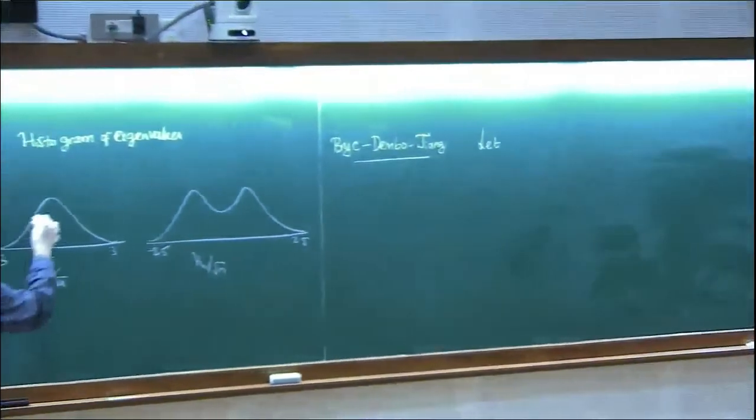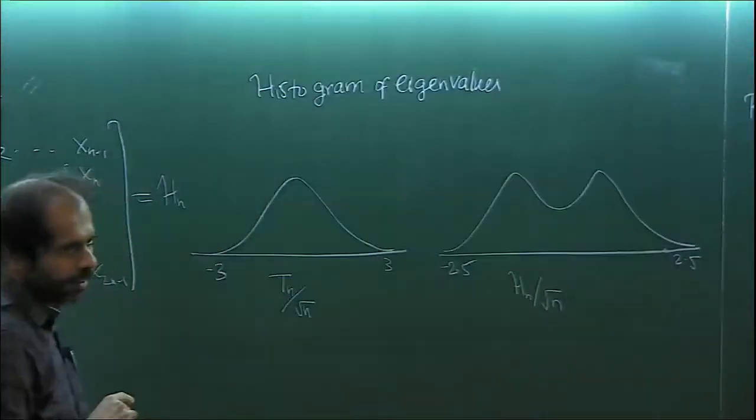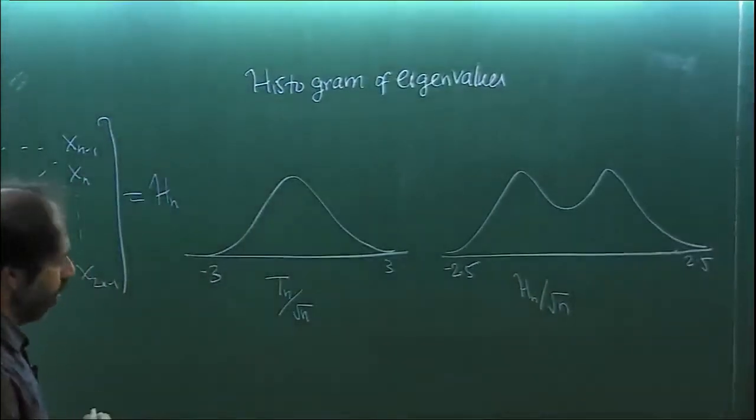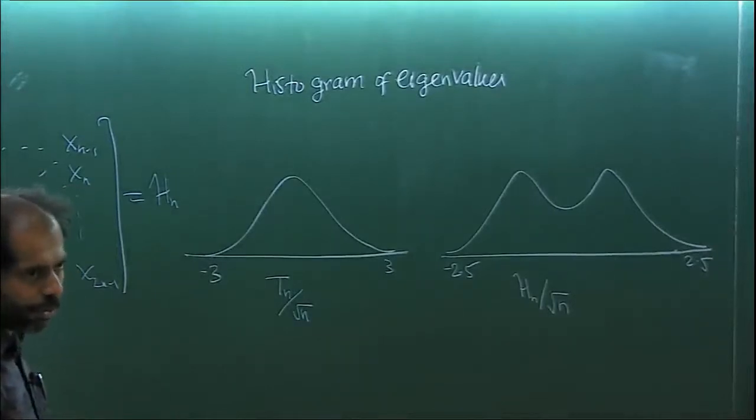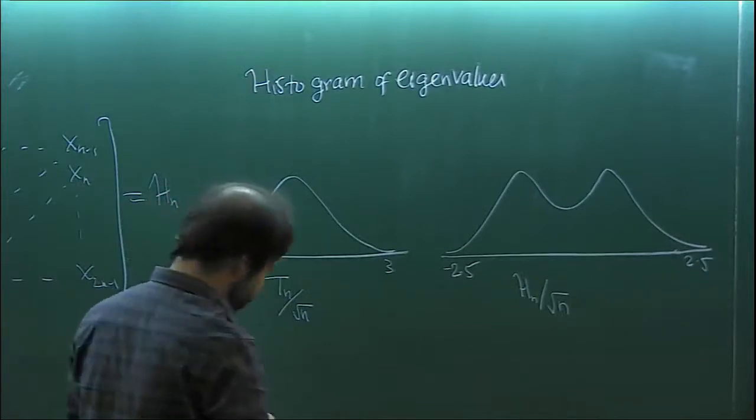These are the histograms of eigenvalues of this matrix and of that matrix. So this is bimodal and that's unimodal. That's what it looks like. It has not been proved so far. It is very clear in the pictures, but it is not yet proved.